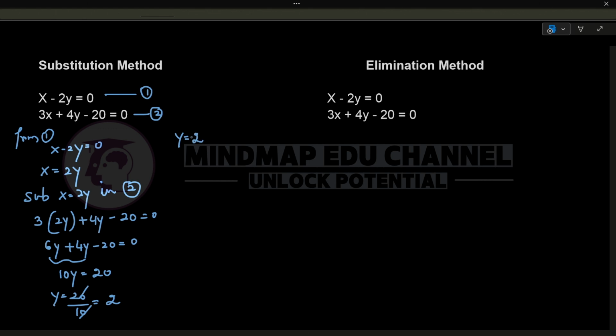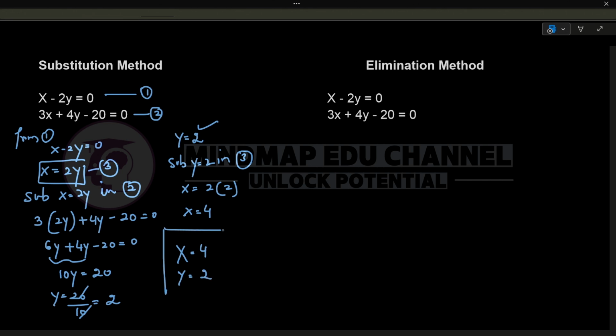Now substitute this value in equation 1, or you can substitute it here. Let's take it as equation 3. Substitute y equals 2 in equation 3. So what we will get? x equals 2, and in place of y, write 2 because we got the value y equals 2. So x equals 4. So we get the two values, x is 4 and y is 2. So this is how we get the solution for this pair by substitution method.